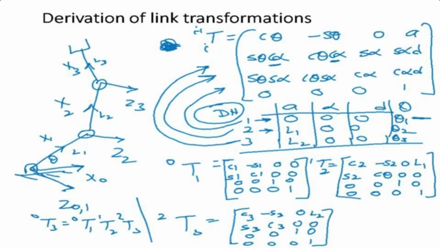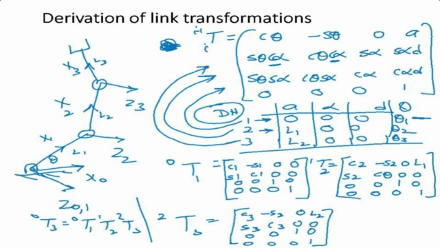Now I take the second row from here and I put it in this matrix. That is going to give me T 1 to 2. So this is my matrix T 1 to 2. Okay, so what are the values? A is L1, alpha is 0, d is 0, and theta is theta 2. That's the variable. Now I take these values and put them into this generalized matrix.